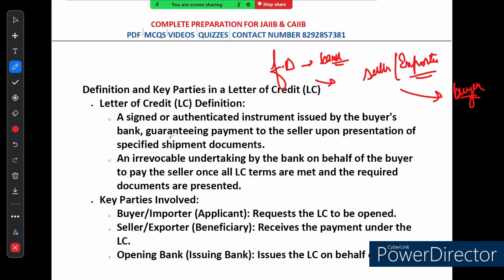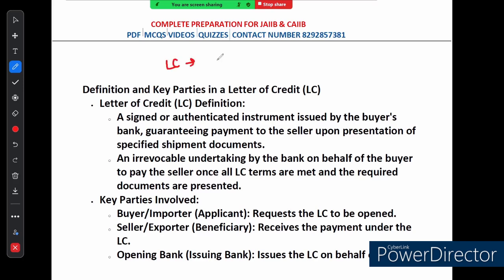So, guaranteeing the payment to the seller upon presentation of the specified shipment documents. That's the key point. Think of an LC as a security blanket for both parties in a trade transaction. The buyer's bank guarantees that the seller will get paid as long as the seller meets all the conditions laid down in the LC. Try to understand what I'm saying.